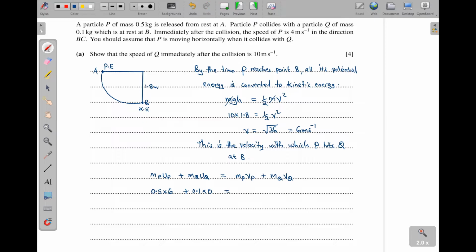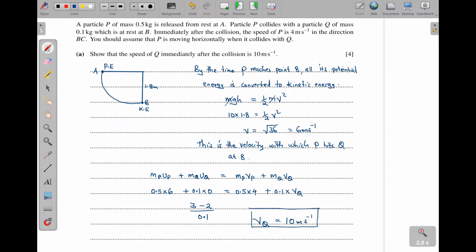Then after collision, they said that immediately after collision the speed of P is 4 meters per second. So we have 0.5 times 4, plus the mass of Q, 0.1, times the velocity of Q, which is what we are looking for. So the left side gives us 3. Then we subtract the 2 that comes from here and divide by 0.1. So vQ is equal to 10 meters per second.